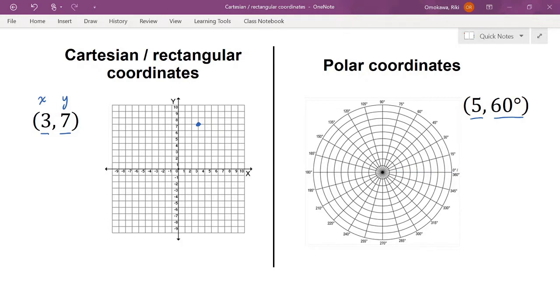So what that means is this point is 60 degrees from 0 and distance 5 away from the center. So from 0, 60 is along here. But then starting at the center, we go out 5. 1, 2, 3, 4, 5. So this point right here is 5, the distance, and then 60 degrees is the angle.